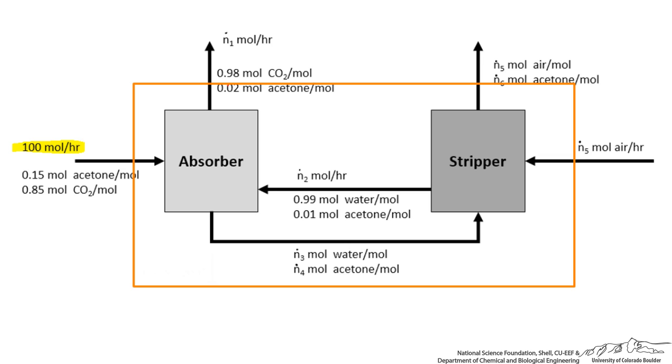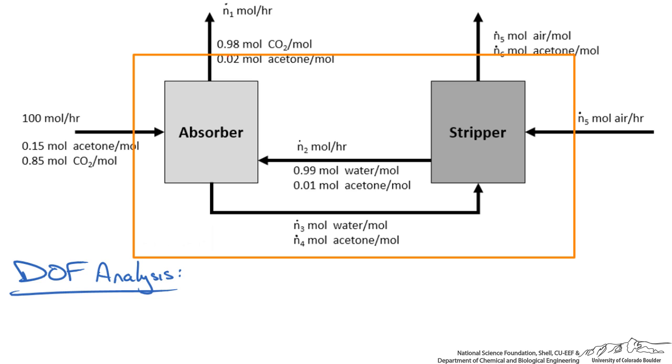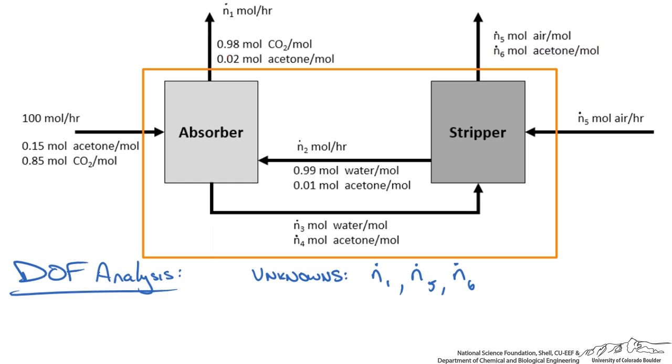If none of the entrance or exit streams had a basis, then we may be able to choose one as long as it didn't change the values that are given to us for other streams. So to start the degree of freedom analysis, we start with writing out our unknowns. Now we don't know N1, we also don't know N5, nor N6. However, we are given all the compositions for those streams. So those are our three unknowns.